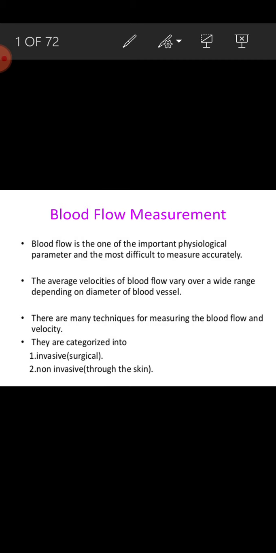So practically all flow meters currently used in clinical and research applications are based on principles like electromagnetic induction, ultrasonic transmission or reflection, thermal convection, radiographic principles, or the indicator dilution method. The two major methods are invasive or non-invasive, that is, surgical or through the skin.